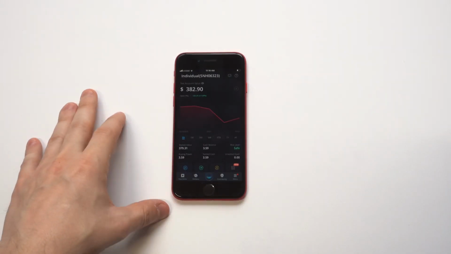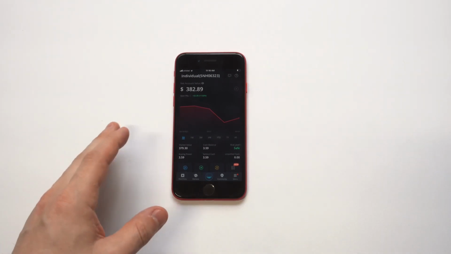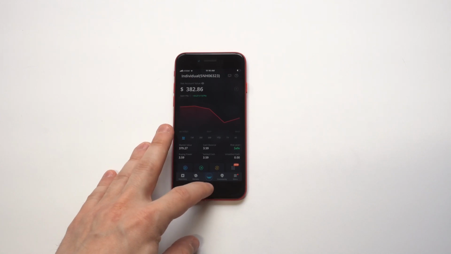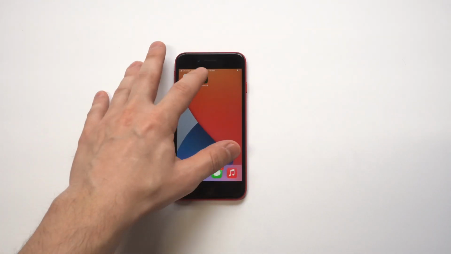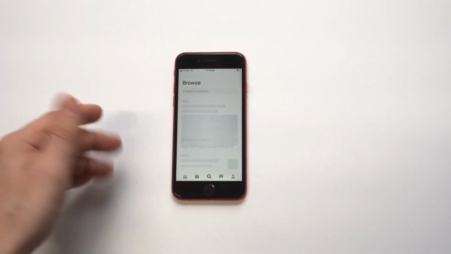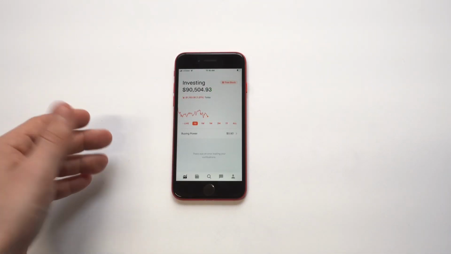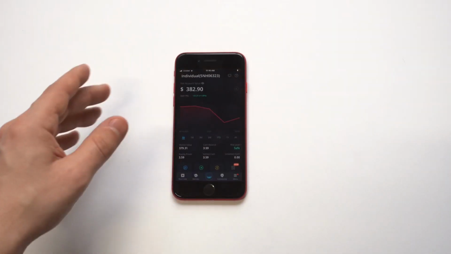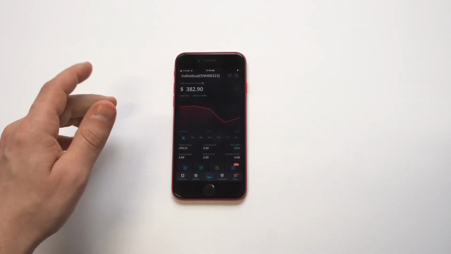But I'm going to show you my account right now. It's got about $380 in it. So not a ton of money here, but I do want to log into Robinhood real quick just to show you that I do actually trade with quite a bit of money. I've got 90K in here. It's just that I haven't exactly been able to make the time yet to put a bunch of money into Webull, but I do want to go over some of the basics on how to use it.